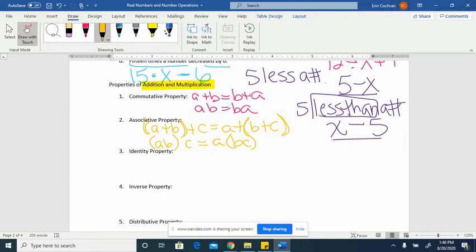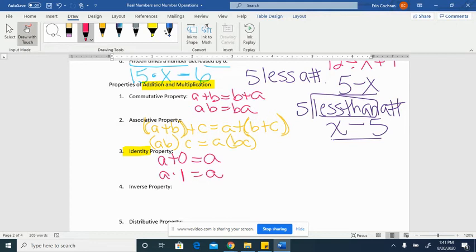The identity property. When I think of identity, I think the same thing. ID, that's me. So if I take a number and add something, I need to get back to myself. If I take 2 and add it to what would get me back to 2? 0. So the identity property of addition is a number plus 0 is its number. Multiplication, same idea. A times what gets me back to A? So 3 times what would get me back to 3? 1.